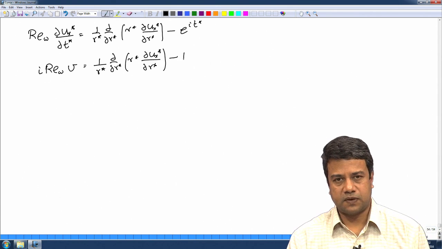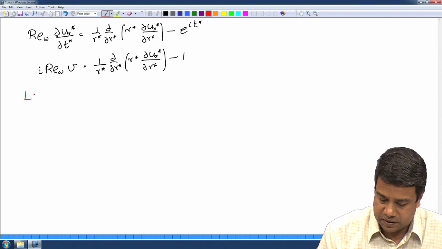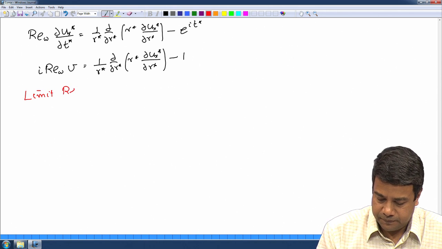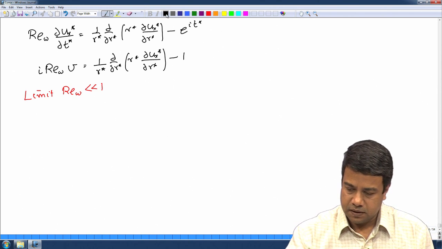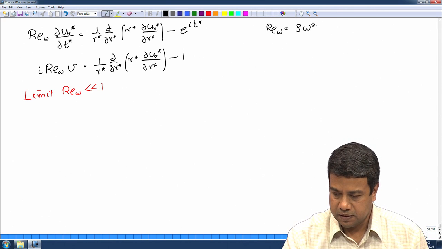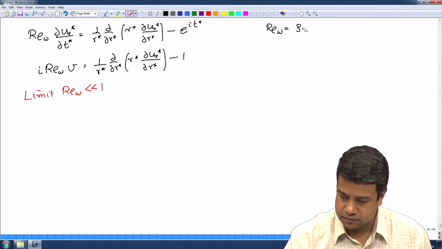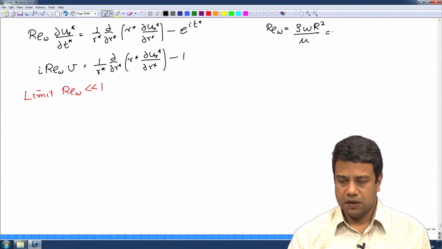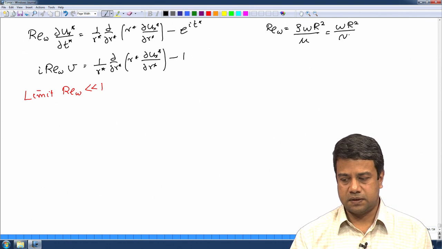minus 1. If I take the limit where the inertial forces are small compared to the viscous forces. Note that Re omega is equal to rho omega R square by mu, I am sorry. This can also be written as omega R square by the kinematic viscosity.